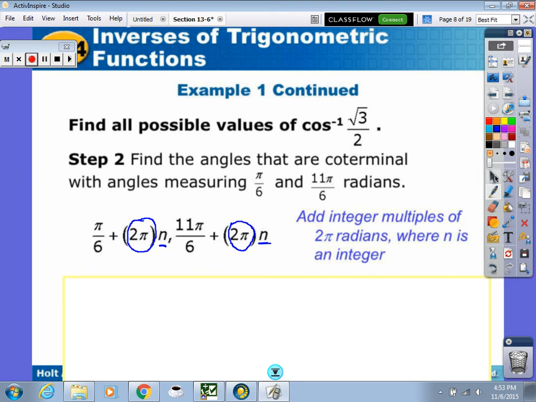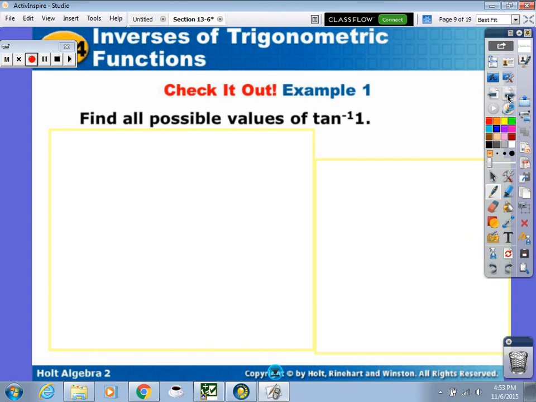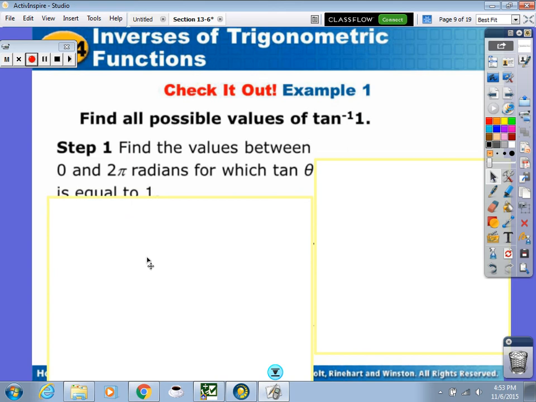I'm going to give you an opportunity to work this out yourself. I would like you to find the inverse tangent of 1. Pause the video, return when you're ready to check your work. Okay, just like the last time, the first step is to find the values between 0 and 2 pi radians where the tangent of theta is equal to 1.